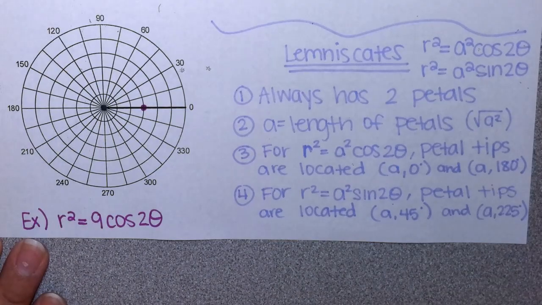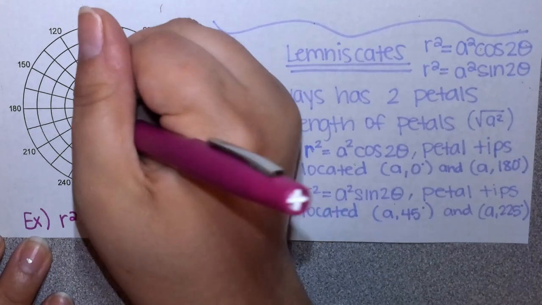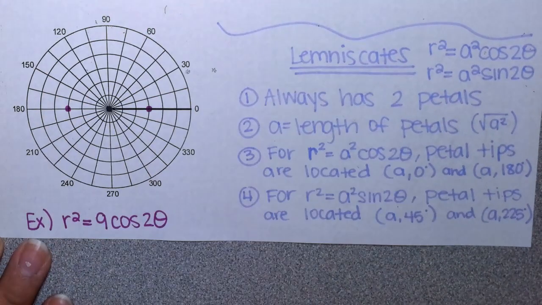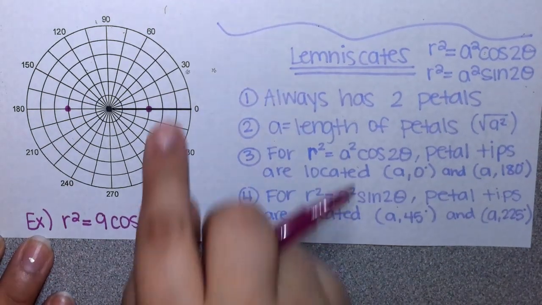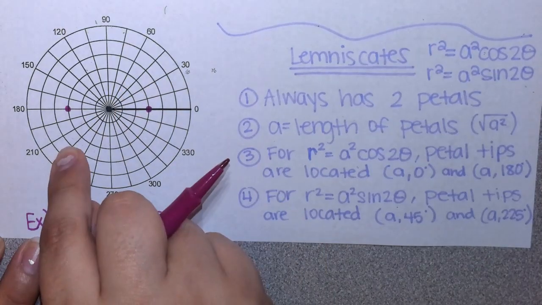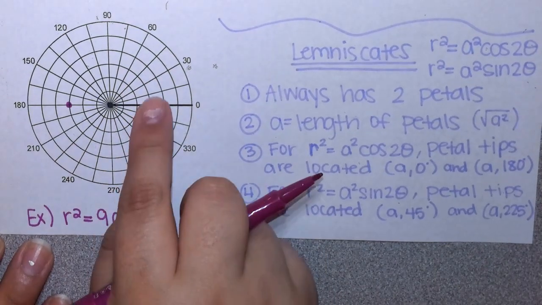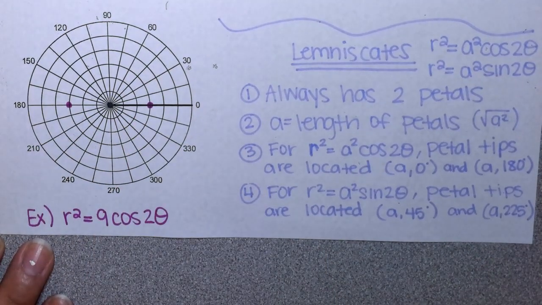Does it go right there or does it go at 45? No, go right there. It goes right there because it is cosine. So always make sure, if it were sine, then you would be putting this at the 45 and 225. But because it's cosine, it's on the polar axis.